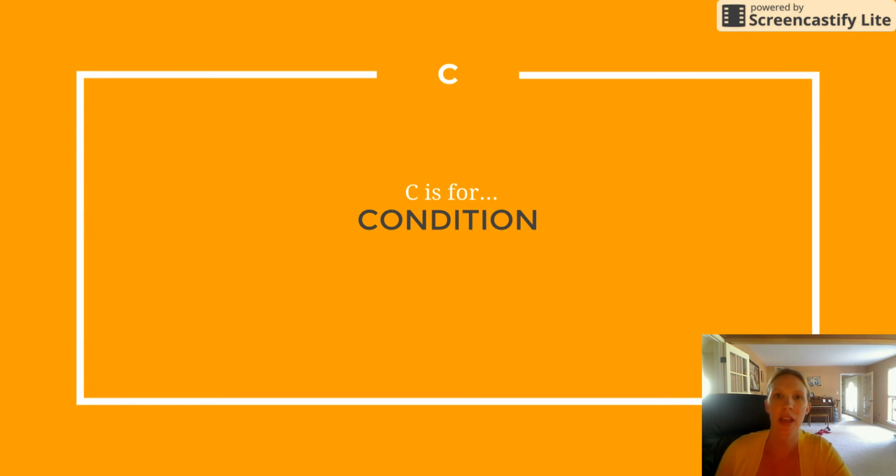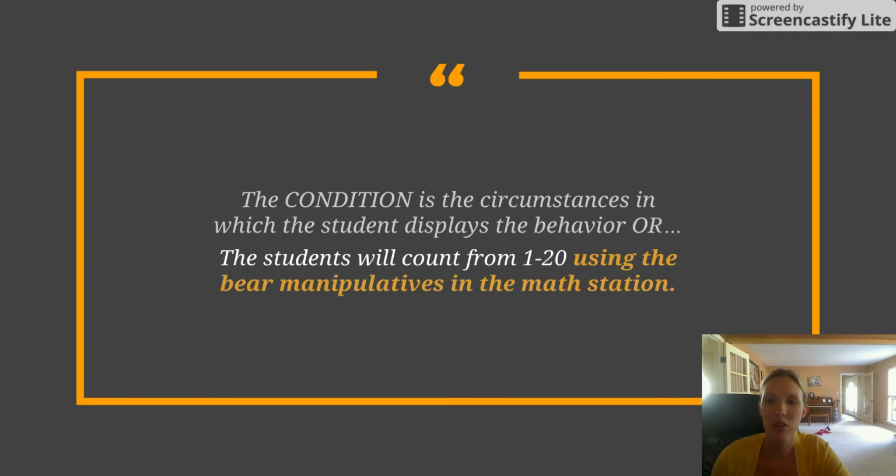And then lastly, so we did A is the audience, B is the behavior, C is for the condition. The condition is the circumstances in which the student displays that behavior. So in the example that I've been using, the students will count from 1 to 20. Now you're saying how they're going to show it. The behavior is what they're going to do, and the condition is how they're going to show that behavior. In this particular example, I'm just giving you, using the bear manipulatives in the math station. So they're going to count from 1 to 20 using those bear manipulatives that are located in the math station.